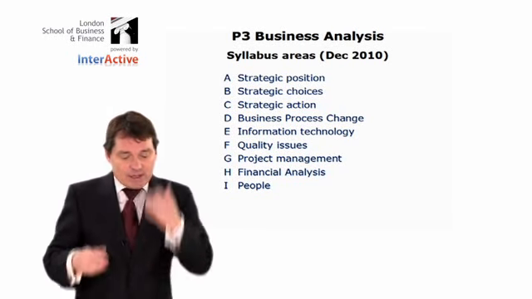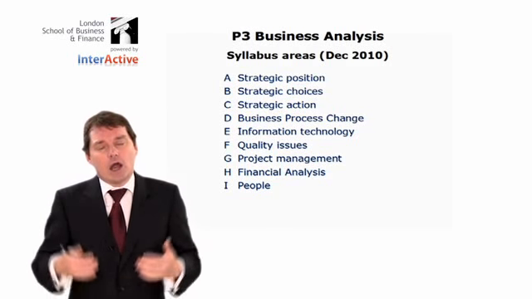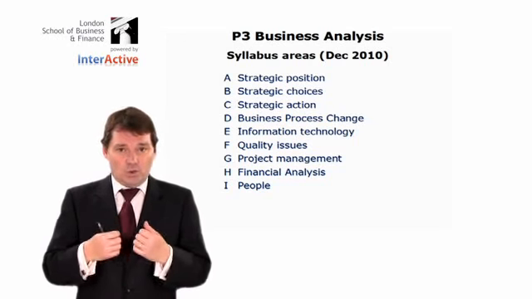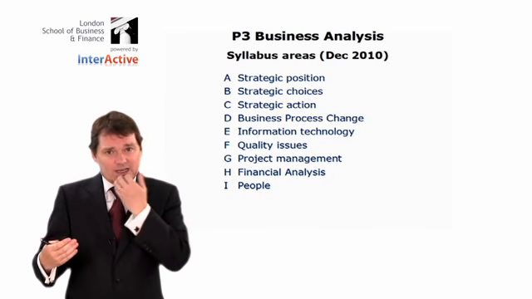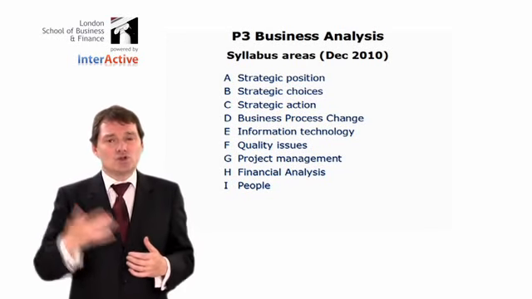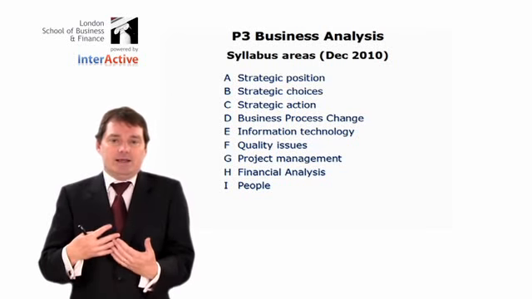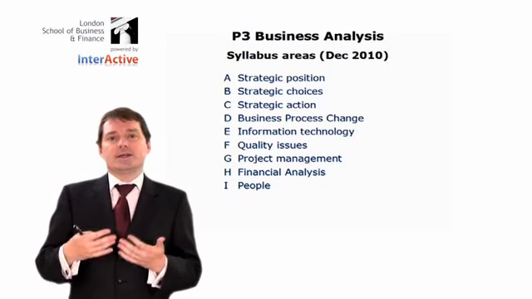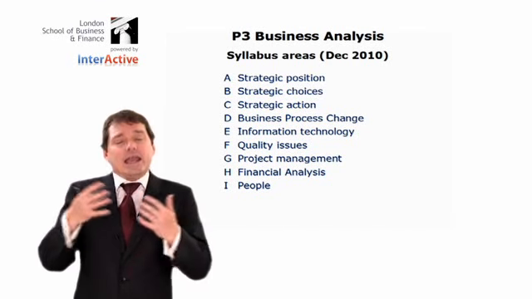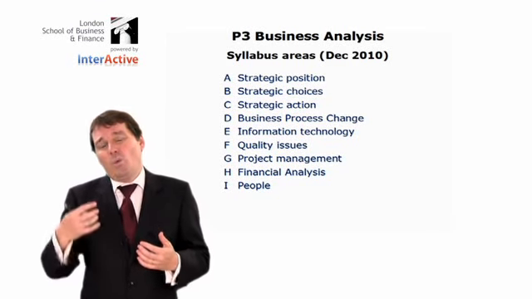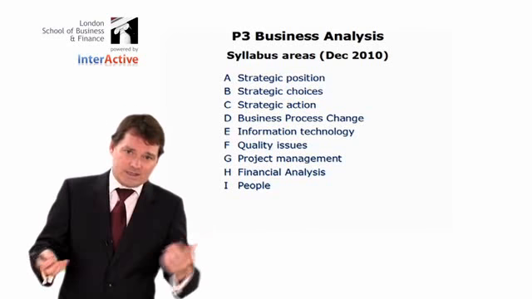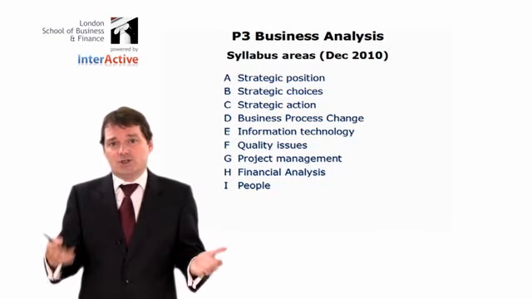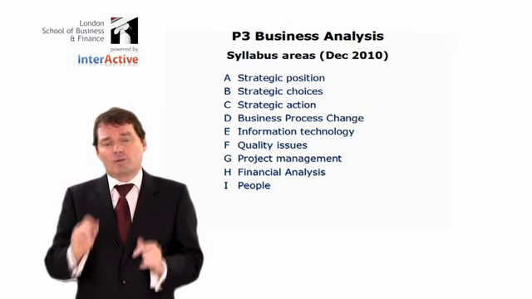The syllabus areas, Part A, Part B and Part C, are all concerned with big things that affect an organisation. So what we're talking about here is what should an organisation be doing next. Is the organisation doing well? Is the organisation doing badly? If an organisation is doing well, why is it doing well? If an organisation is doing badly, why is it doing badly? That's basically strategic position, and as I say, I will talk a little bit more about that in the past paper analysis.